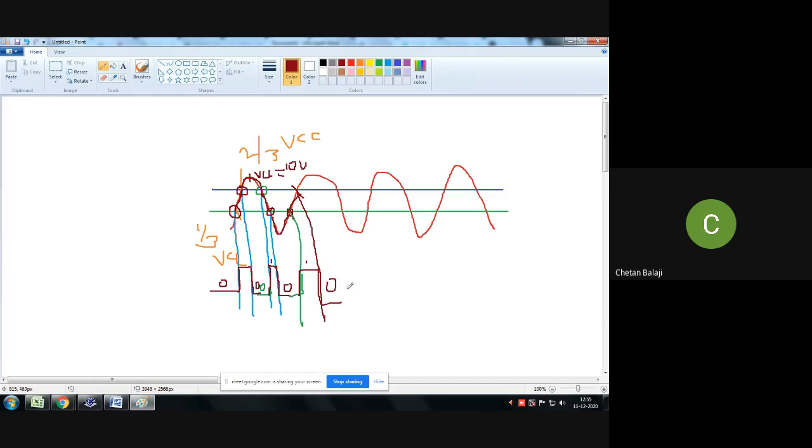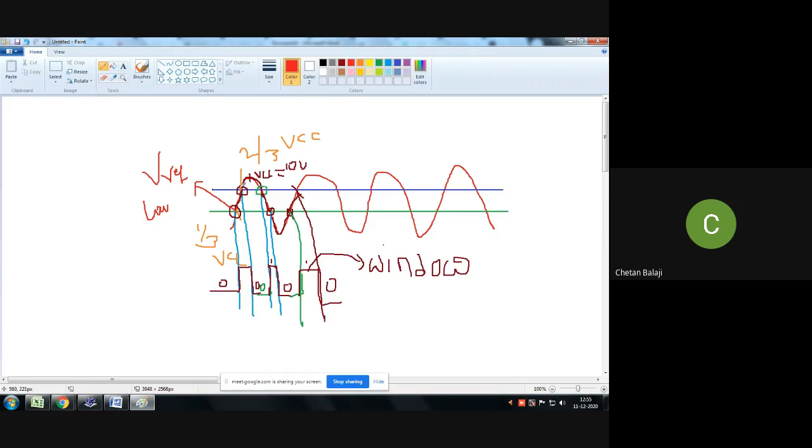And this process is called a window comparator, and this is what is called the window. Since it has 2 levels, this is called V reference lower.